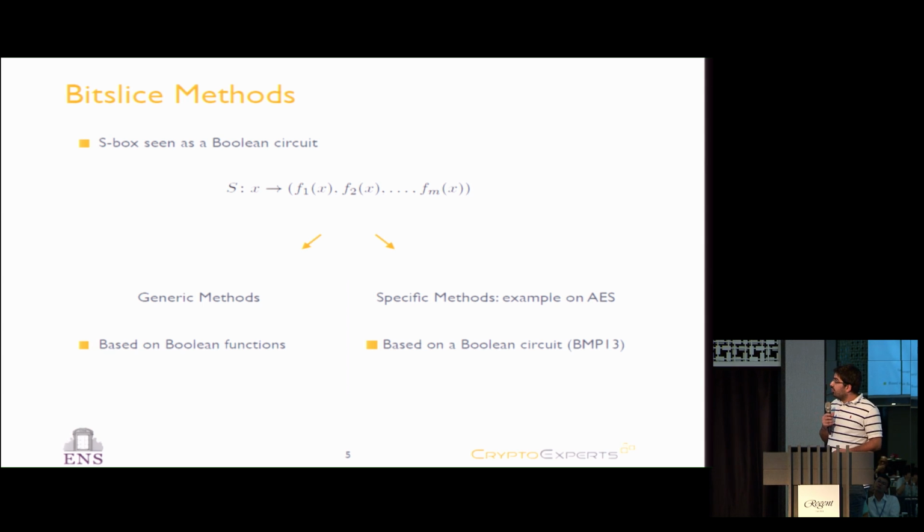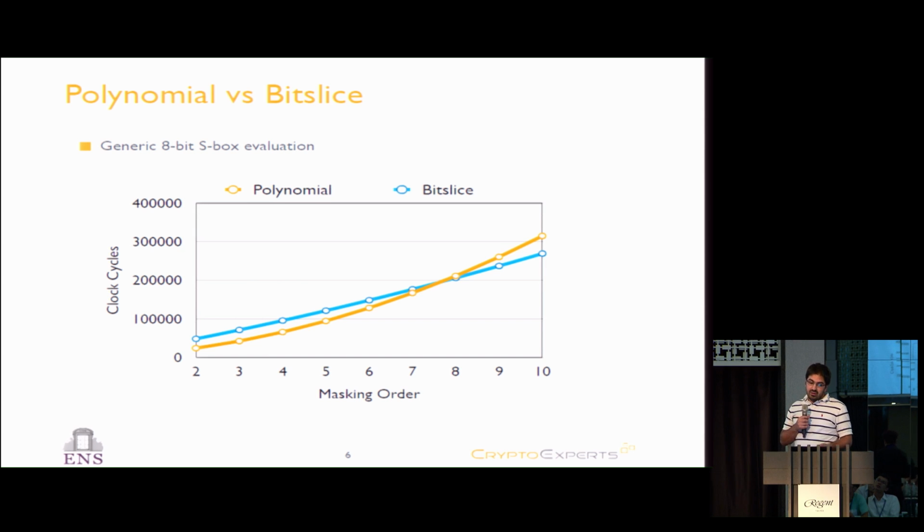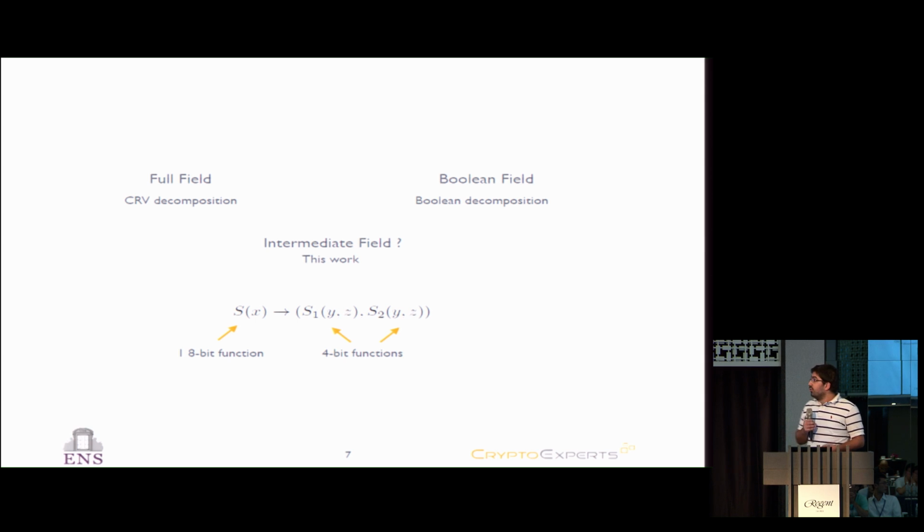How do these two methods compare in practice? We implemented this for generic 8-bit S-boxes in ARM 32-bit assembly, and we can see that for small masking orders, the polynomial approaches are better, but the bit-slice method is asymptotically the best. But these two cases are kind of extreme. In the polynomial method, you work on the full field, and in the bit-slice method, you work on the Boolean field. What will happen in terms of performance if you work on an intermediate field? So you have the full field, the Boolean field, and intermediate fields.